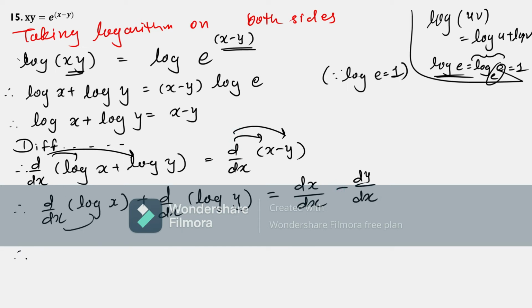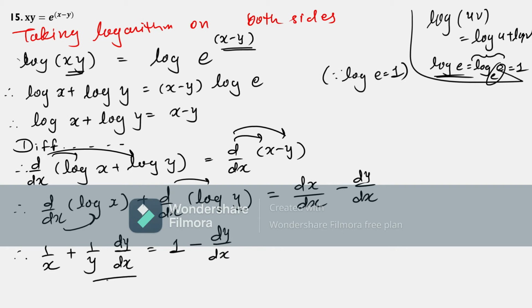Differentiation of log x is 1 by x, simple. No need to do anything else, no chain rule, nothing. If you try to put the chain rule, dx by dx is 1, so ultimately it is the same only, 1 by x, plus d by dx of log y is 1 by y, but the chain rule must be applied over here. dx by dx is 1 minus dy by dx.